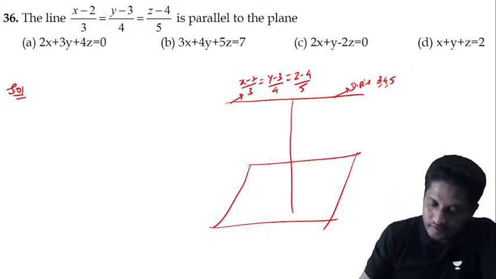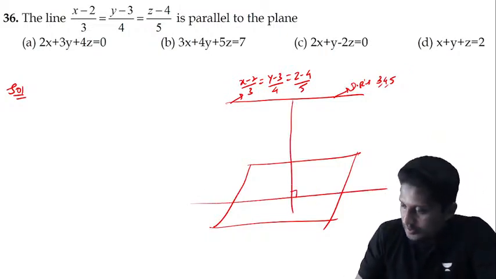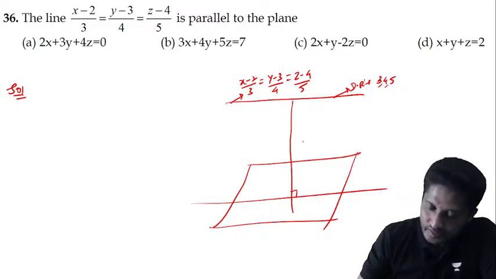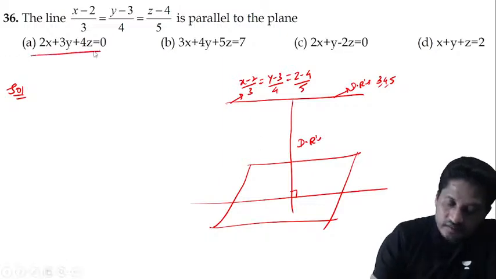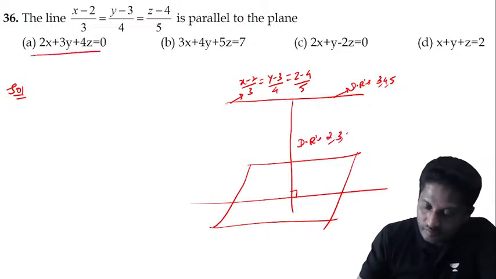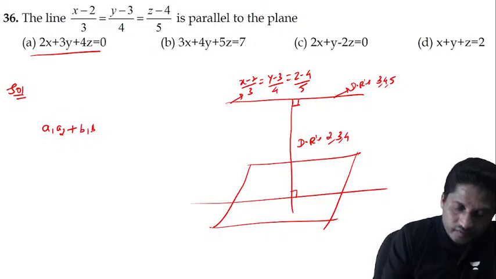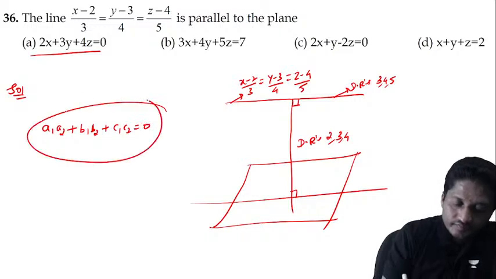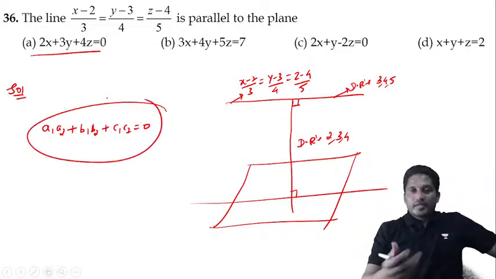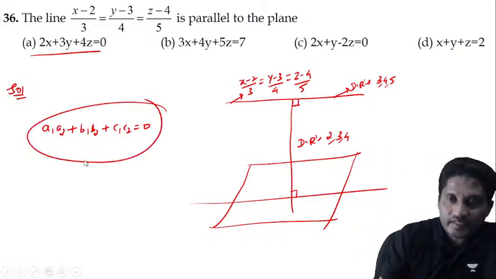Suppose I take the first option. The drs normal to the first plane, option A, is 2 comma 3 comma 4. Obviously they're perpendicular, right? If they are perpendicular, a1 into a2 plus b1 into b2 plus c1 into c2 should be equal to 0. Okay, now let us multiply the drs. Obviously it won't be 0.